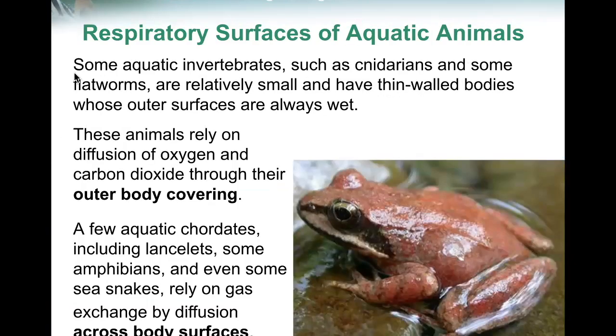Some aquatic invertebrates, such as cnidarians and some flatworms, are relatively small and have thin-walled bodies whose outer surfaces are always wet. These animals rely on diffusion of oxygen and carbon dioxide through their outer body covering. A few aquatic chordates, including lancelets, some amphibians, and even some sea snakes, rely on gas exchange by diffusion across body surfaces.